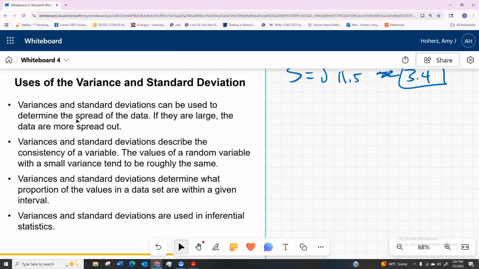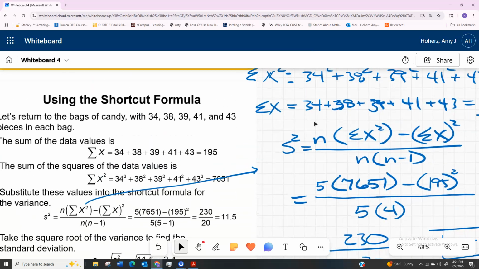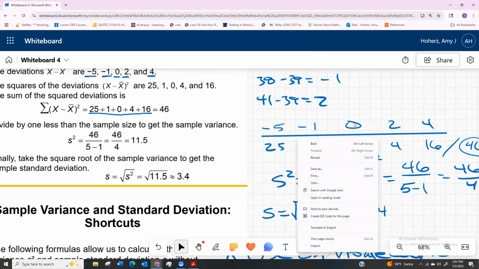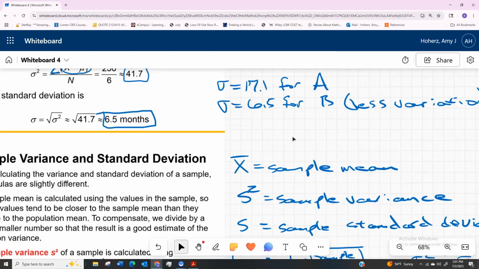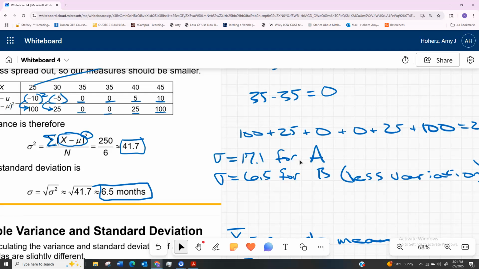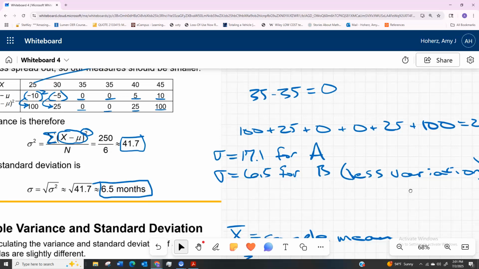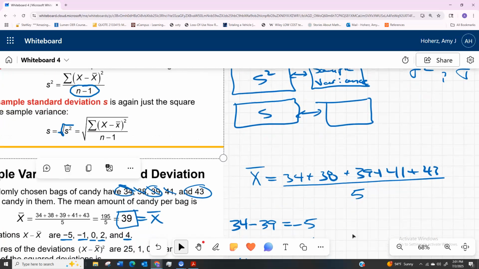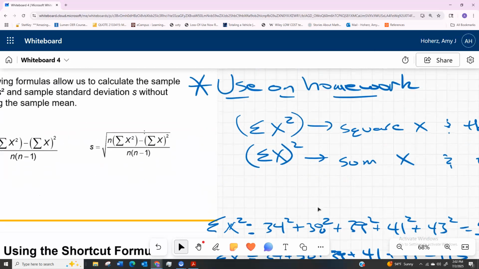Well, they can be used to determine the spread of the data. As we mentioned before with the 2 paint brands, if you have a larger standard deviation, then the data is more spread out. So the standard deviation of the first brand, I think it was 17 something, and the second one was, let's go back and look. So we knew that the first brand was more spread out, not just from looking at it, but because it had a standard deviation of 17.1 and brand B had a standard deviation of 6.5. So the smaller the variance, the smaller the variation or the spread of the data. So that's one thing that we can use.